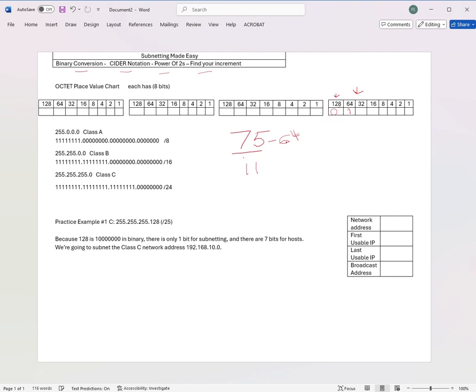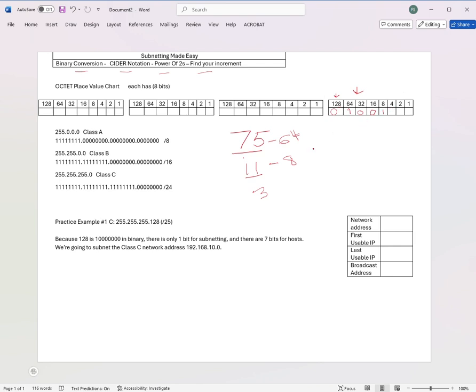So now we're going to ask ourselves, can 11 take away 32? That's a no, so we're going to put a 0 there. Can 11 take away 16? Nope, so we're going to put a 0 there. Now, can 11 take away 8? I think so. 11 can take away 8, and 11 take away 8, we're left with 3. So we're going to turn on 1 bit here.